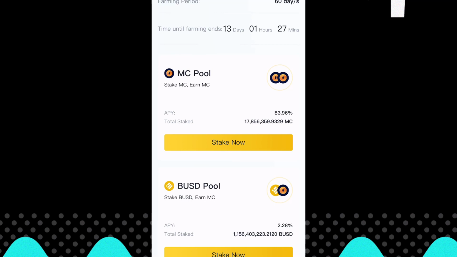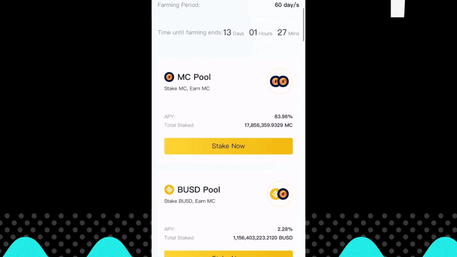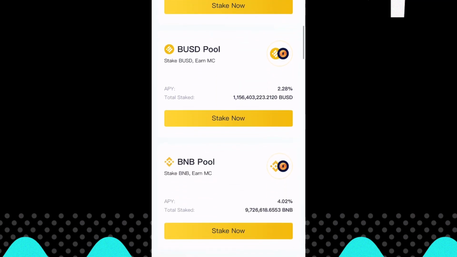So if you buy more MC, what will happen is that you come on here, then you try to stake your MC, and they have another one right here. You could see that the APY right here is about 83.96, and they also have another one right here for the BUSD pool, which has an APY of approximately 2.28%.